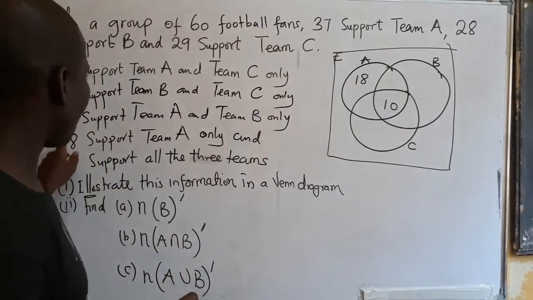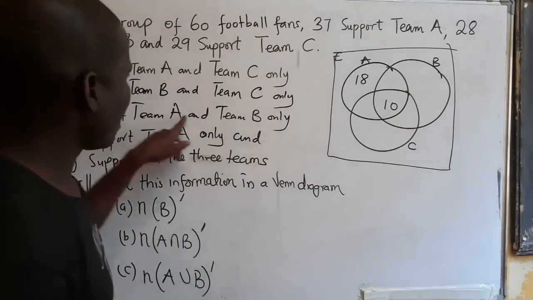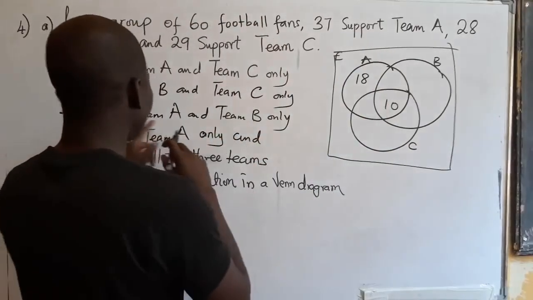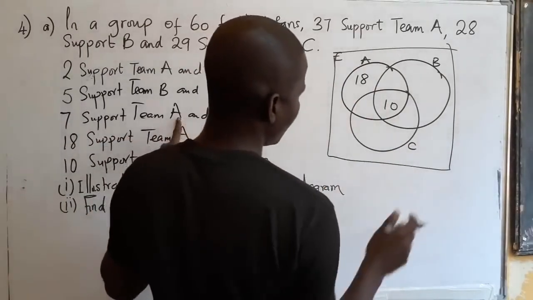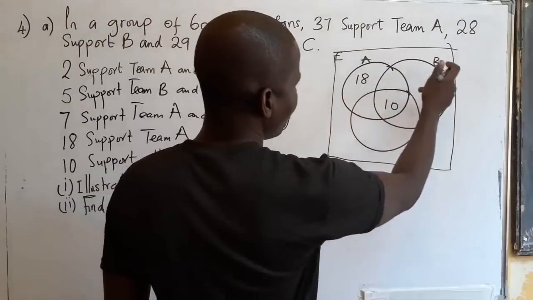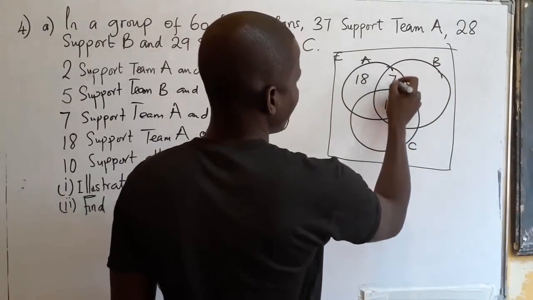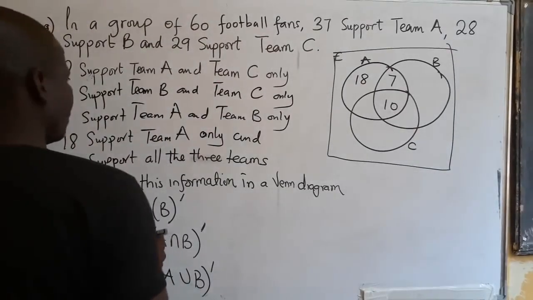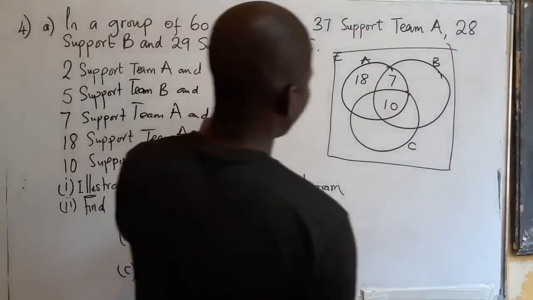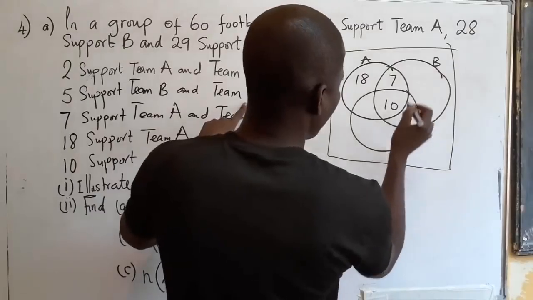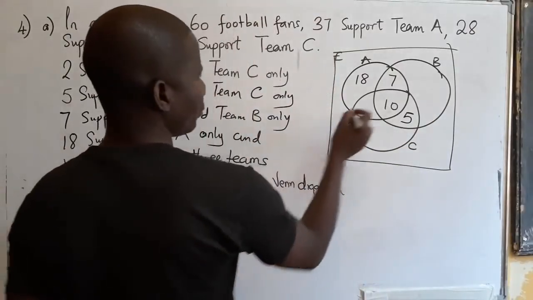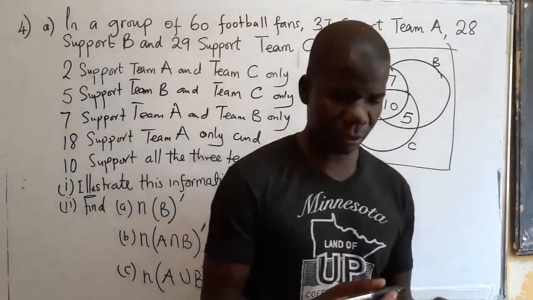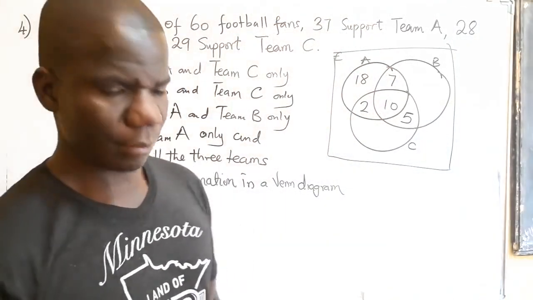Then 7 supports teams A and B only. So team A and B only, it's this part here. That's where we're supposed to have that one. 5 supports team B and C only, so 5 only. Then 2 is to be here. I think we are done with this information that we have been given.